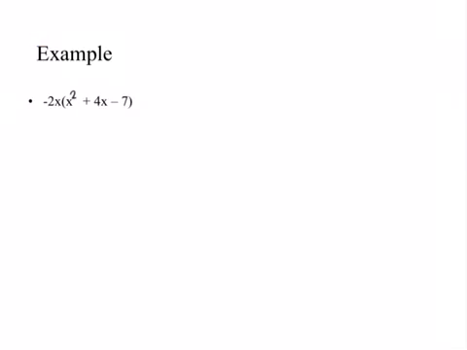In this example, we're going to multiply the monomial, negative 2x, times x squared plus 4x minus 7. If you think you've got this down, pause the video, try this, and then refer back to the video when you've completed it. First, take the negative 2x, multiply it by the x squared. That makes negative 2x cubed.